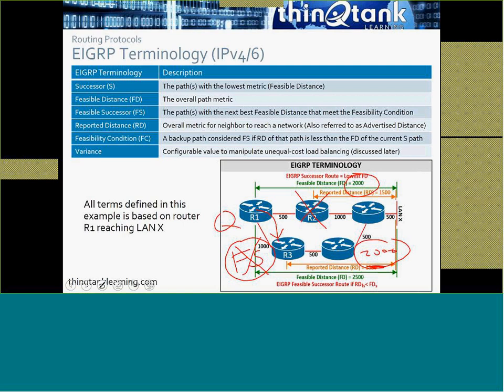R3 then sends a reply. By the way, that query propagates down the line, but R3 then sends a reply and says, yeah, I still have a path. Then at that point, I insert that route as my new successor. So I can still use the path, I just have to do an additional step to verify that the path is still valid.